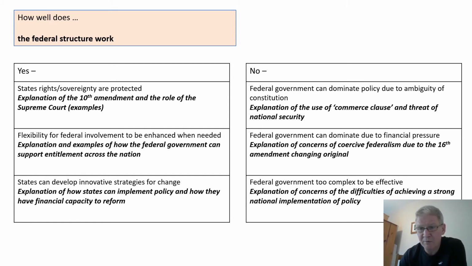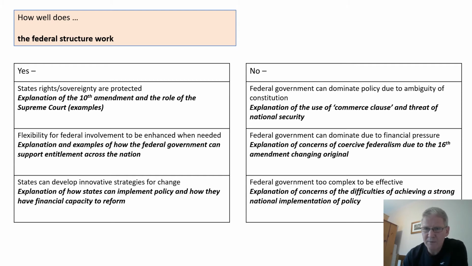You could give examples of the New Deal or Great Society legislation here, and how cooperative and creative federalism has emerged over time. The third point is talking about innovative strategies for change that states can bring forward, almost like pilot schemes across America. And there are some good examples of that within the articles I've given you.